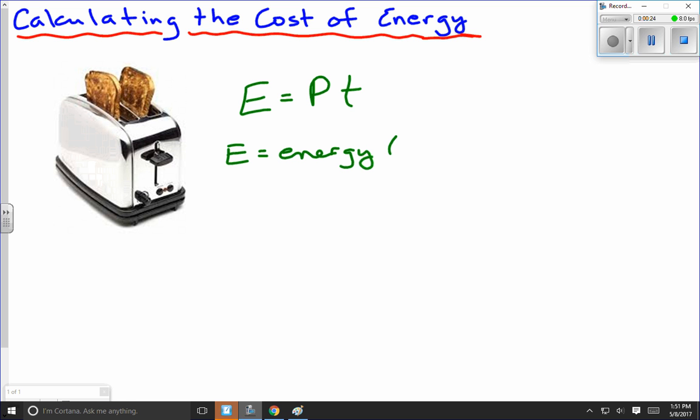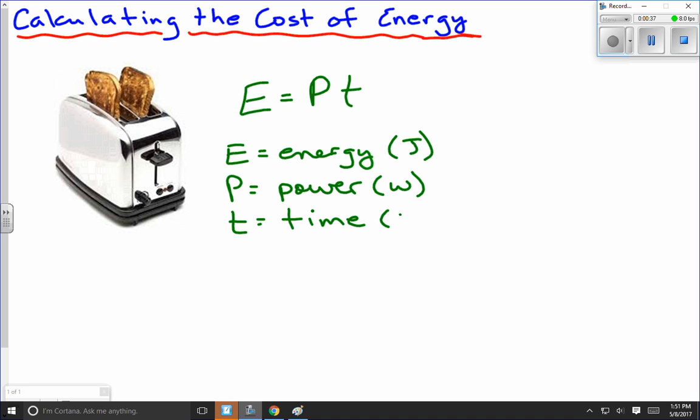So E is energy, and that's typically measured in joules. P is power, measured in watts, and T is time, measured in seconds. So a joule is actually just a watt times a second, or a watt second.